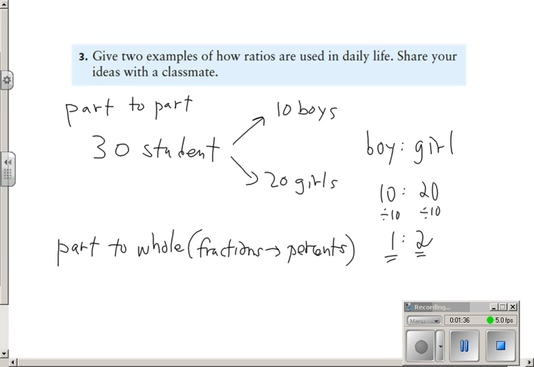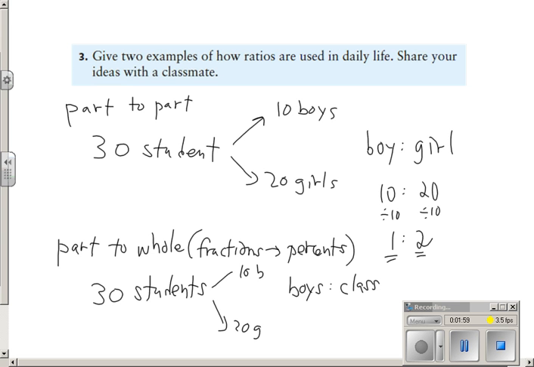So let's look at an example. Let's say again there's 30 students, and we have the same ratio of 10 boys to 20 girls, and I say, well, let's make it part to whole. So we're going to look at boys in relationship to the whole class. Now, because this is a part to whole ratio, I could express it boys to class, in which case I would have 10 over 30, or 10 out of 30, because the whole class is 30, and there are 10 boys.